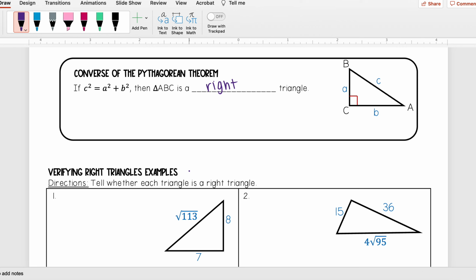So suppose we do have a triangle, and we're not sure whether it is right. If I take the longest side and square it and see if it equals the sum of the other two sides squared, then that means it's a right triangle. So the important thing here when we're going through problems is that c is always going to be the longest side. So use the longest side as c.